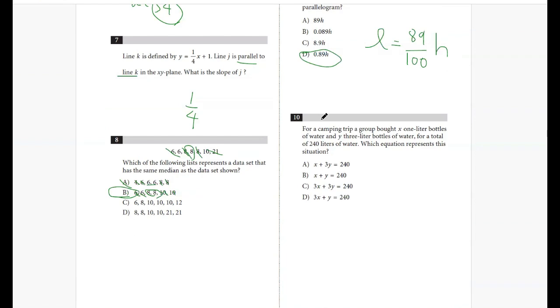On a camping trip, a group bought X 1-liter bottles of water and Y 3-liter bottles of water, for a total of 240 liters of water. Which equation represents the situation? So it's X plus 3Y, which is 240. So A is the correct answer.